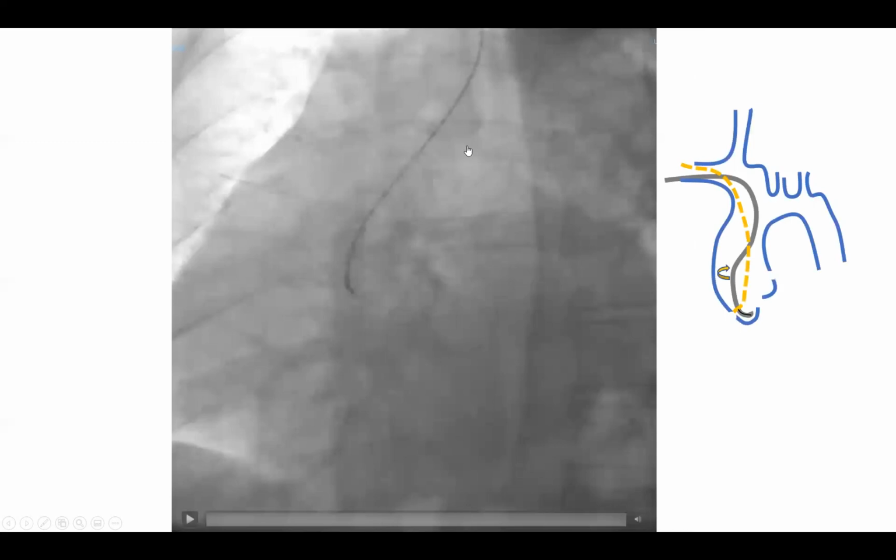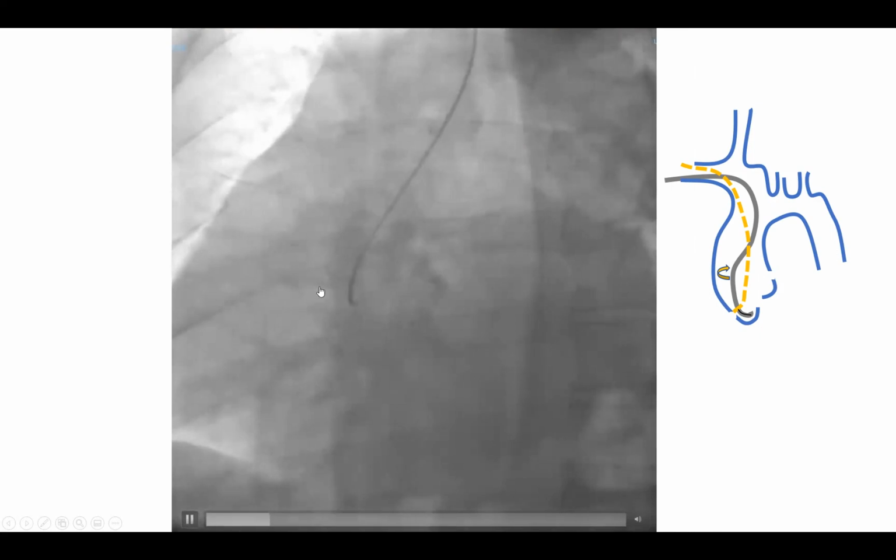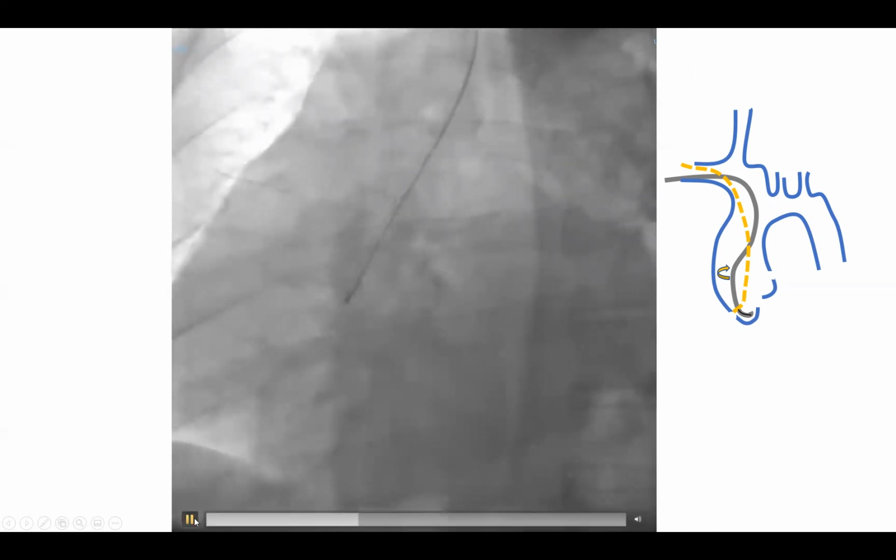So one technique to improve your torque is to torque with a wire in place. So you keep that 0.035-inch wire that we use to advance our catheters, and we torque while the wire is in place. And here's what happened. We were able, with a lot of difficulty, even with the wire in place, to transmit our clockwise torque and engage the right coronary. And you see here, it engaged the right coronary.